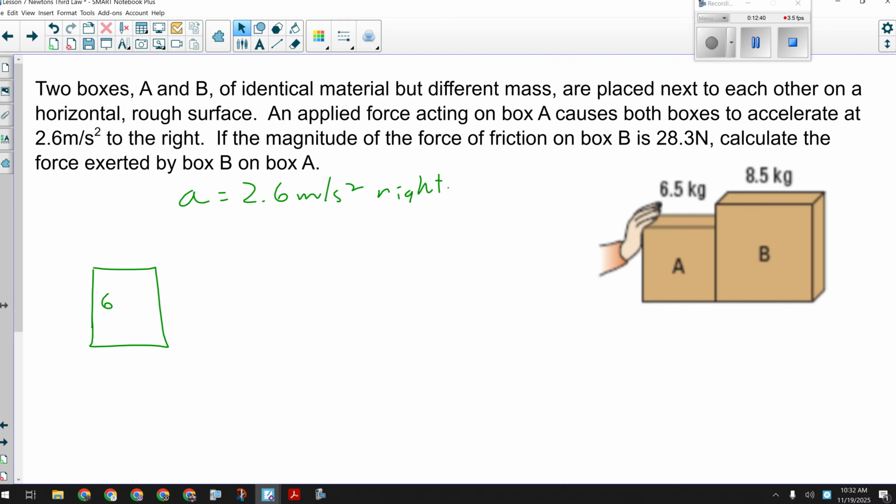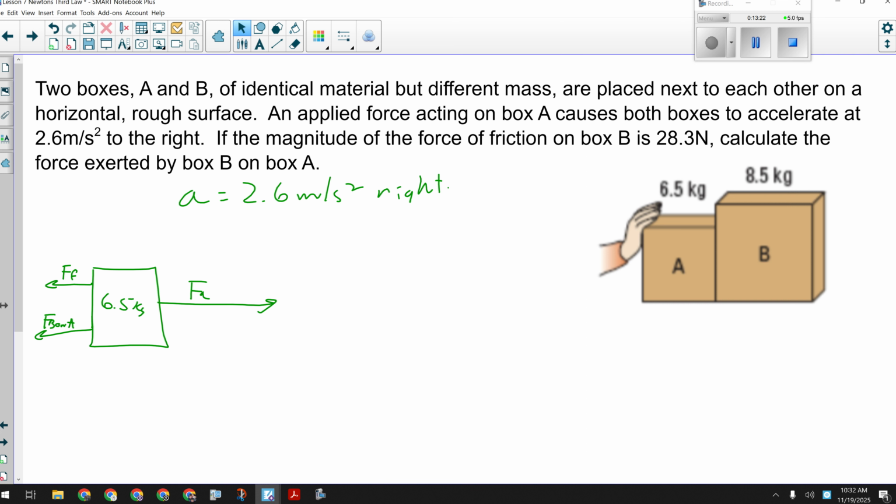Box A, 6.5 kilograms. There's the applied force from the hand. We know there's friction, but we don't know how big it is, not on box A anyway. And what's the other force acting on box A? Force of B. That's the one they want us to find. I can already tell I have no hope of using box A to do this. I don't know what this force is. I don't know what the force of friction is. I'm looking for that force. There's no hope of using box A to find any of that because I know virtually nothing about box A.